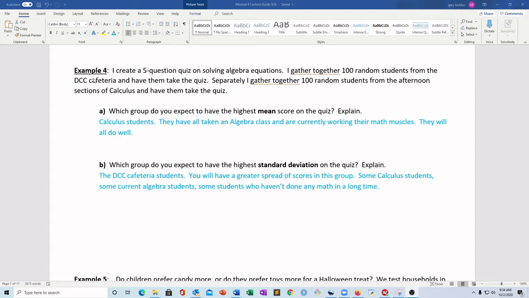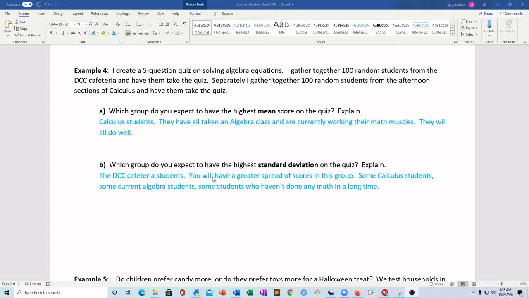So on the other hand, the DCC cafeteria students, here's the thing. There could be calculus students or students who have taken algebra and been successful in the cafeteria, and they're probably going to do well, okay? But you're also going to have students in the cafeteria who haven't taken a math class in a long time, or who haven't ever even taken algebra possibly. So those students will not do as well, and so you will have some of those 100 scores be low. But in the calculus, you're going to have almost all of them be really high. And so when you're just talking about the average, the calculus student's average will be higher.